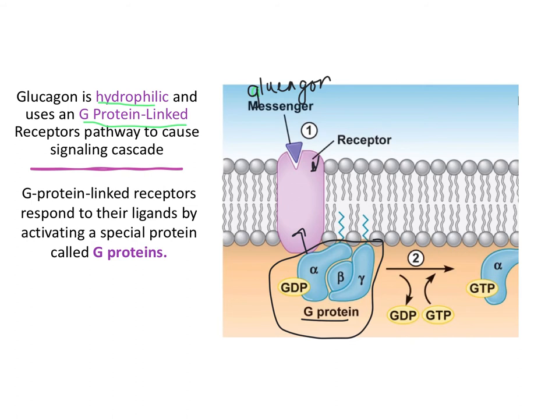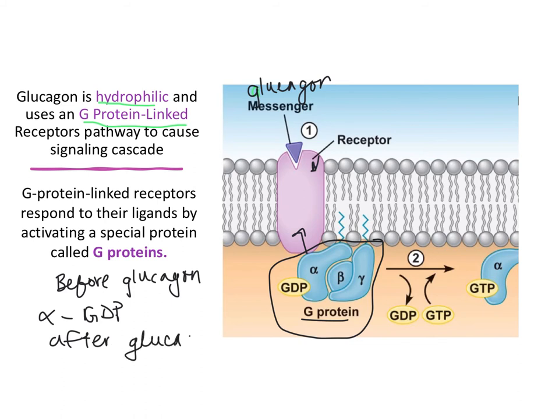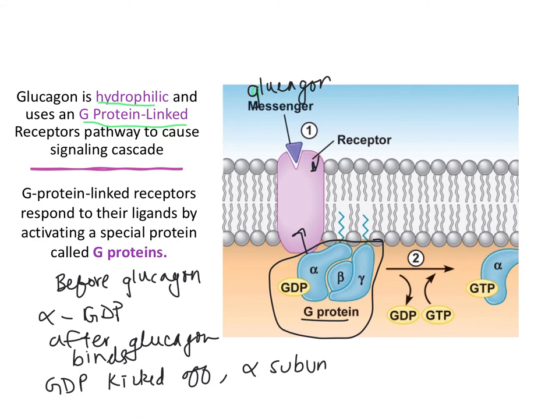All right. Order of events. Before the hormone binds, before glucagon, the alpha subunit of the G protein has GDP attached to it. After glucagon binds, GDP is kicked off, the alpha subunit dissociates, and picks up a GTP.